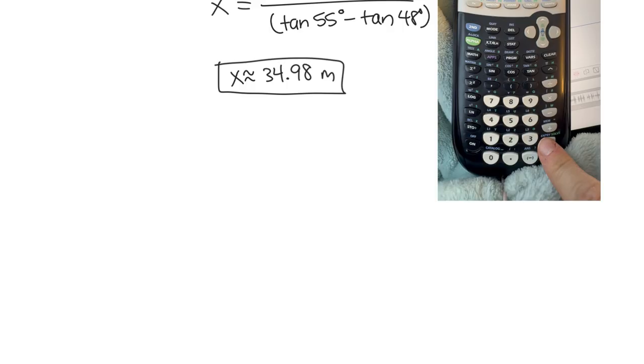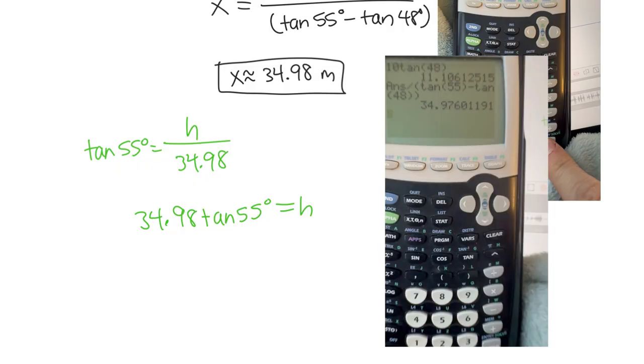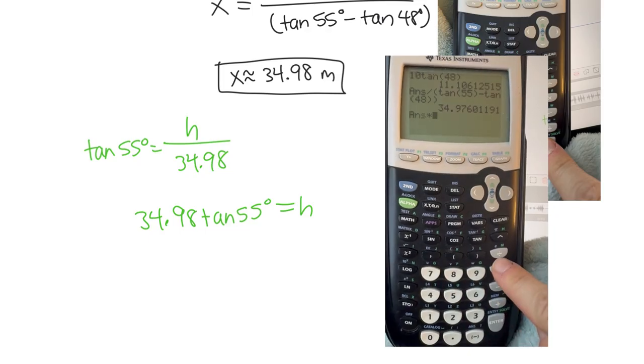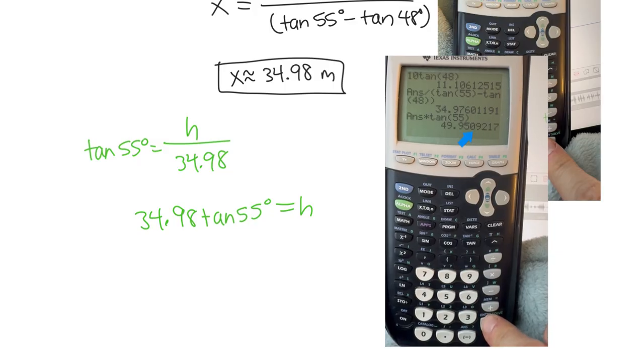Okay, so when we do this, we have the tangent of 55 degrees equals h over that 34.98. So if you do that just with the 34.98, 34.98 times the tangent of 55 degrees will equal h. I'll show you what it looks like if you do exact, and then if you do it with the estimate. With the exact answer, I'm just leaving it in the calculator, and then I typed in times tangent of 55 degrees and I got that as my decimal.